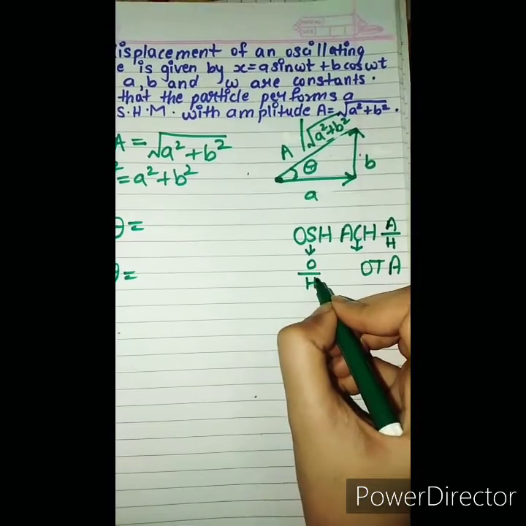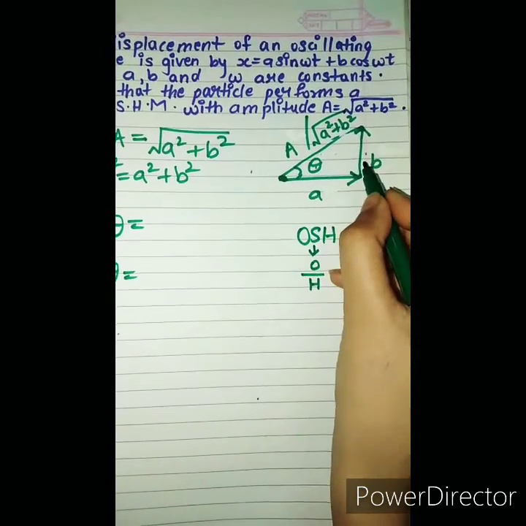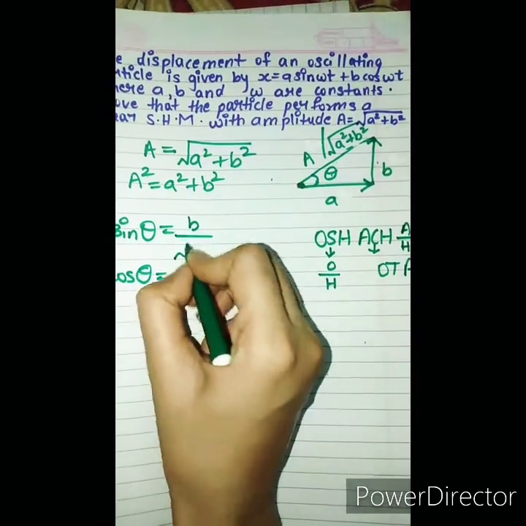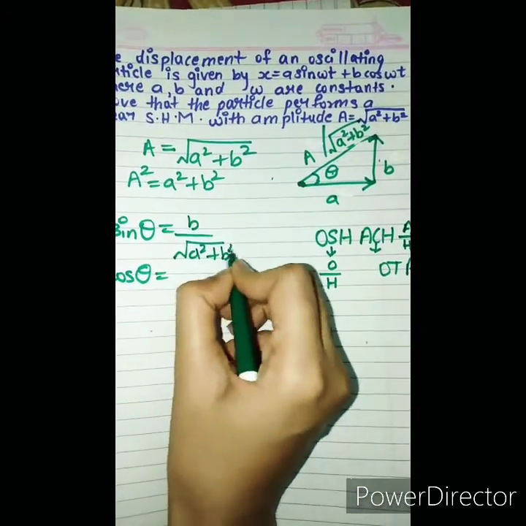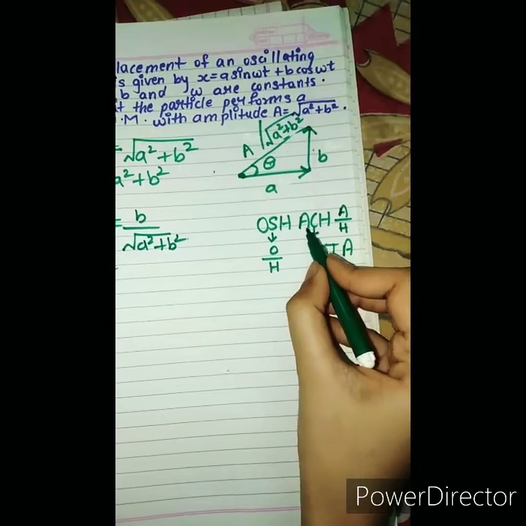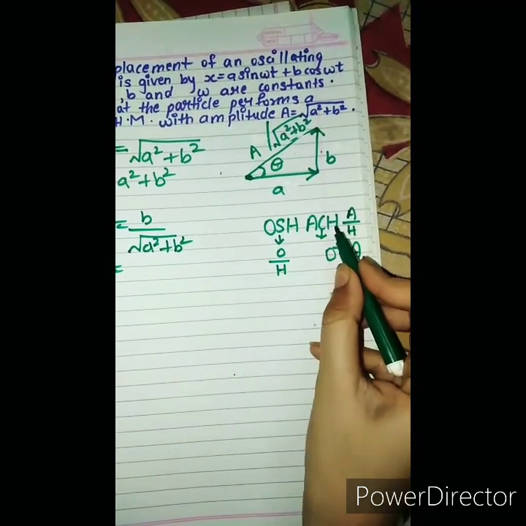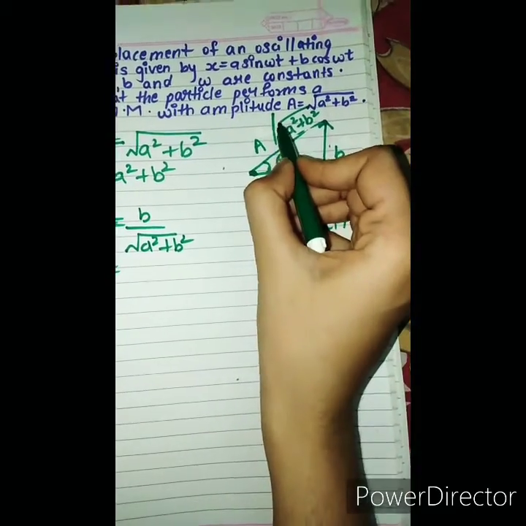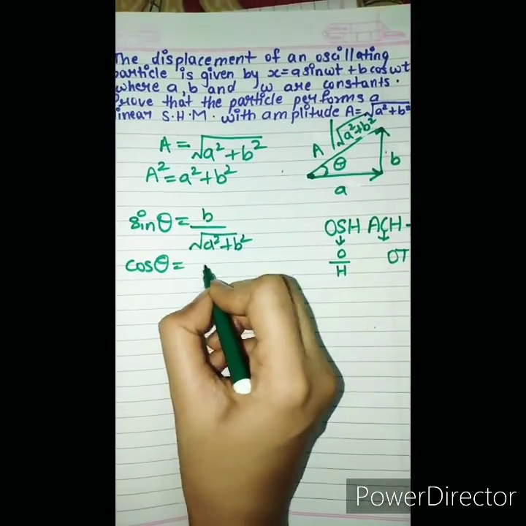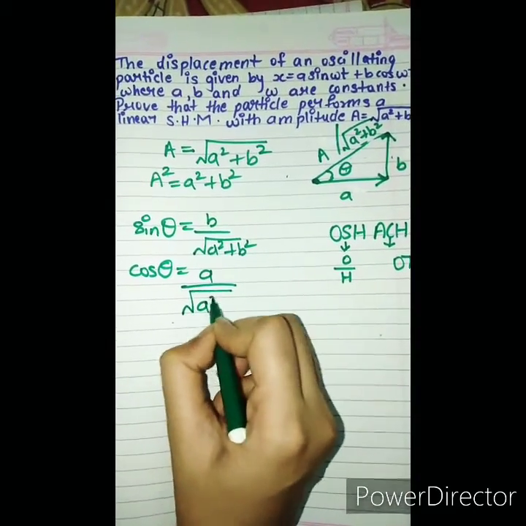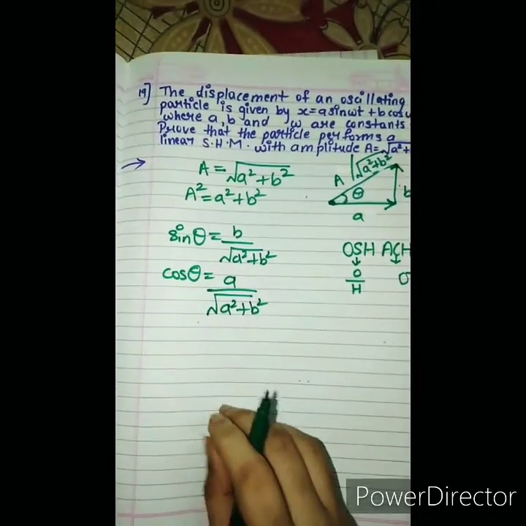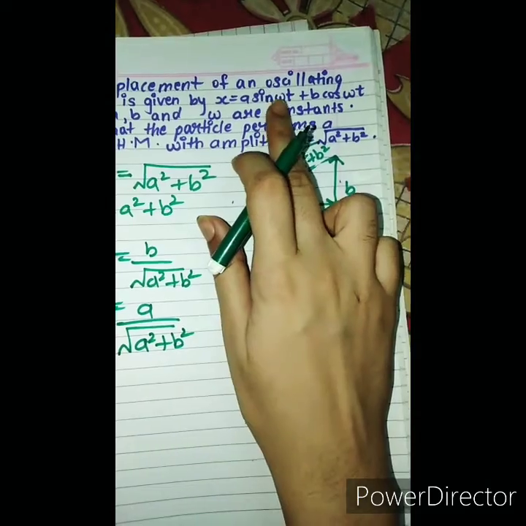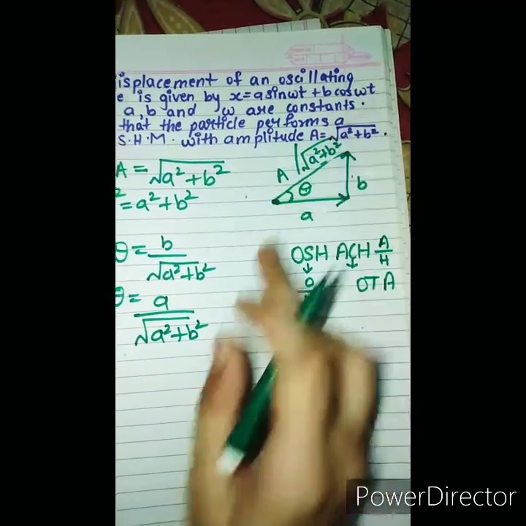So sin theta is opposite upon hypotenuse. What is the opposite? b. And what is the hypotenuse? Under root of a square plus b square. Let's see for cos theta. It will be adjacent upon hypotenuse. What is the adjacent? a, and hypotenuse is under root a square plus b square. So a upon under root of a square plus b square. Here we have sine theta and cos theta. What we have over here is sine omega t and cos omega t.